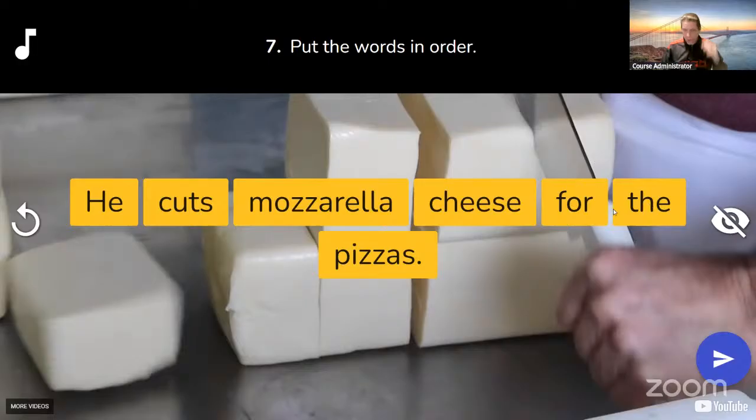Okay. Are we going to start the sentence with pizza, or are we going to start the sentence with mozzarella cheese? Well, we need to look at the action, cut. What is being cut? Is the mozzarella cheese being cut, or is the pizza being cut? Okay, the answer would be mozzarella cheese. So let's start our sentence with mozzarella cheese. Mozzarella cheese is being cut for the pizza. Okay, or mozzarella cheese is cut for the pizza.